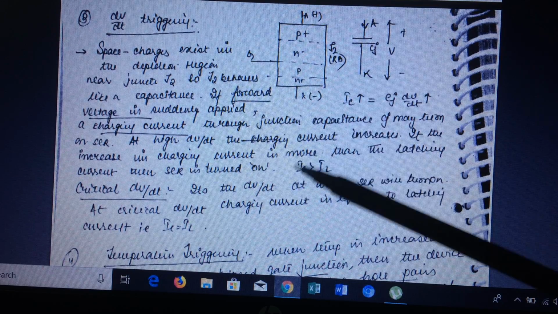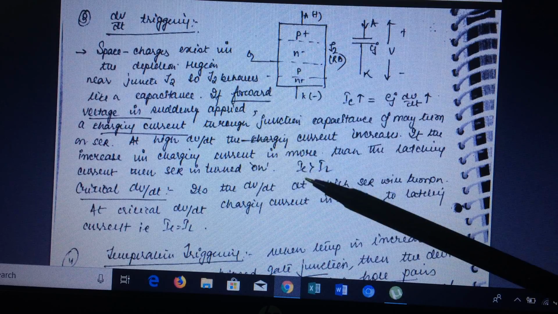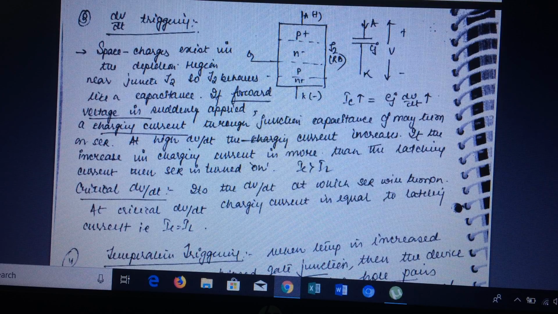So this is the condition: IC must be greater than IL. And I told you what latching current is. Go through the previous video once. Latching current mainly deals with the on state of the thyristor, right? So this is our dV/dt turn on method.